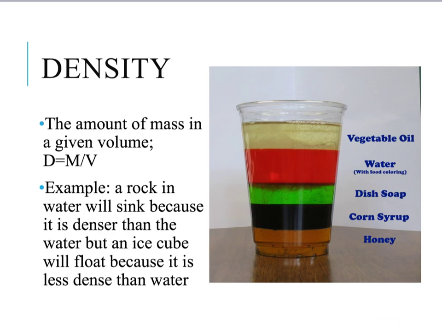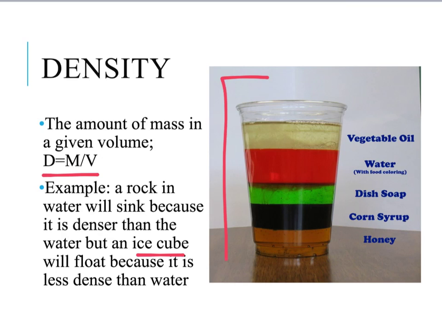Next we have density, and density is simply the amount of mass in a given volume. And we will get back into calculating density, but that is the equation. So density equals mass divided by volume. An example is if I throw a rock into water, it will sink because it's denser than the water. But if I put an ice cube in, it will float because it's less dense.